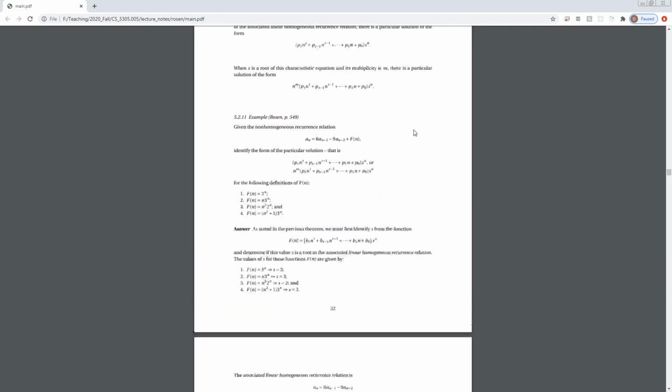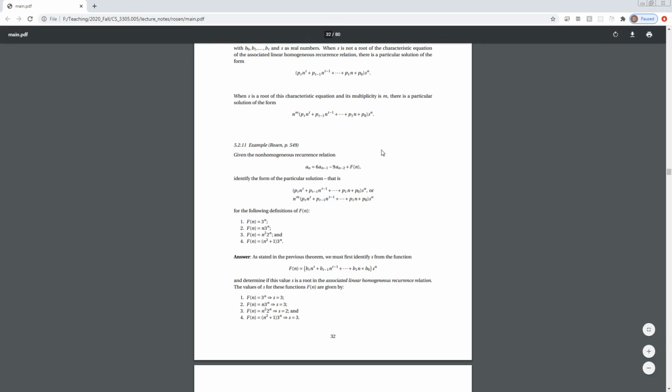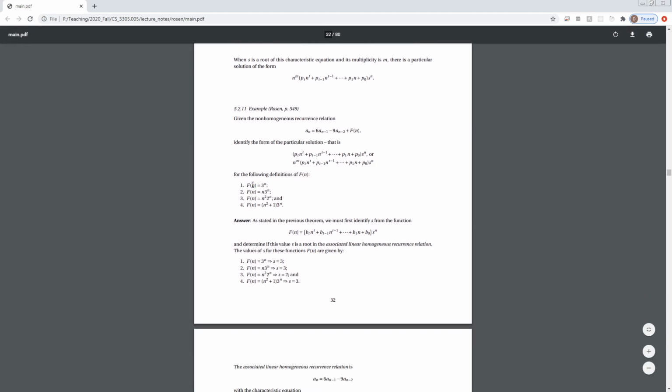Okay, so as an example, what did we just say? Consider this recursive relationship. This part is familiar: this is the linear homogeneous with constant coefficients. And then this is the non-homogeneous function. So we want to know what form the particular solution takes. We use the theorem that we just covered to go over that. So if f of n equals 3 to the n, what does the particular solution look like? If it's n times 3 to the n, if it's n squared times 2 to the n, or if it's n squared plus 1 times 3 to the n, what does it look like?